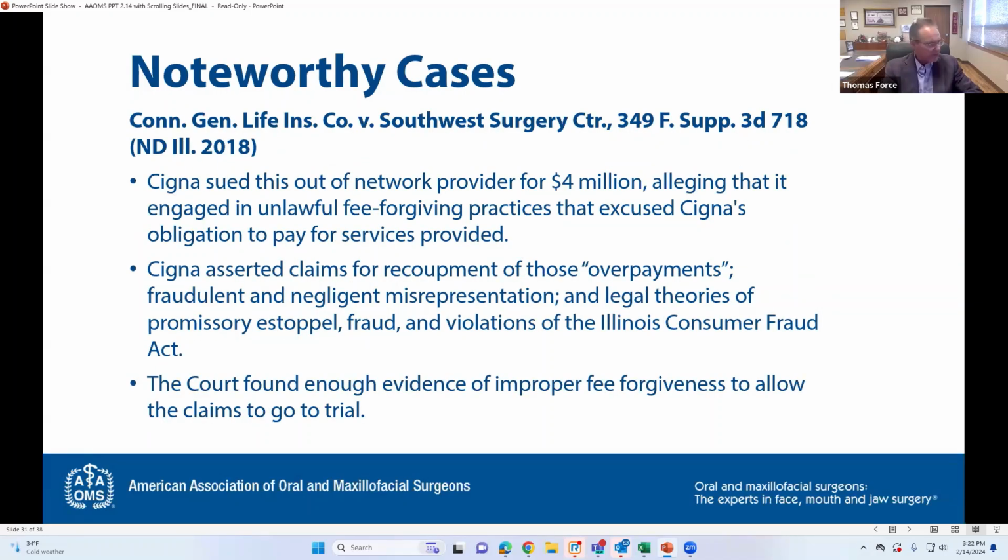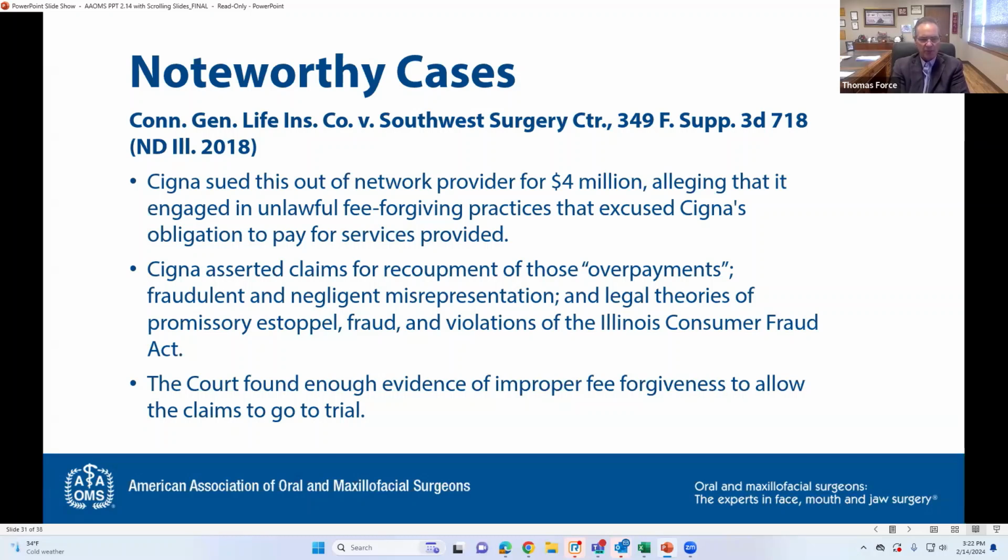A couple other cases. We've got another 8 to 10 minutes. Quickly, the Connecticut General case. Cigna sued this out-of-network provider for $4 million, alleging that it unlawfully engaged in fee forgiveness practices that excused Cigna's obligation to pay for services provided. So Cigna said, you're waiving your fees, so I don't have to pay for your claims.